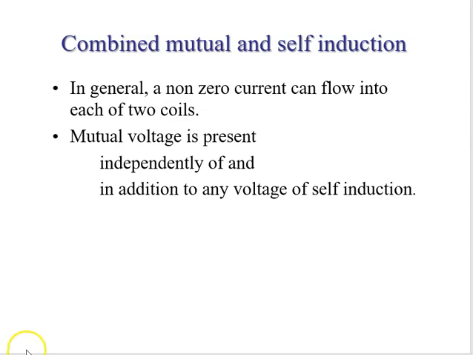In this video, we'll look at some circuits with both mutually induced and self-induced voltages. So they will have coils that are magnetically coupled. In general, a non-zero current can flow into each of the two coils, and the mutual voltage will be present independently of and in addition to the self-induction.